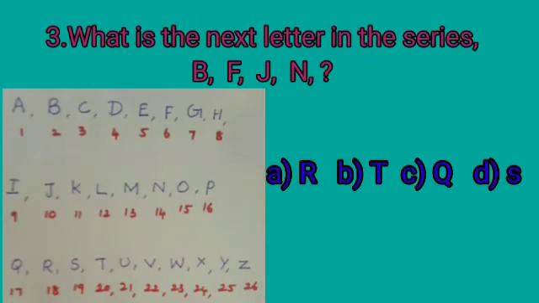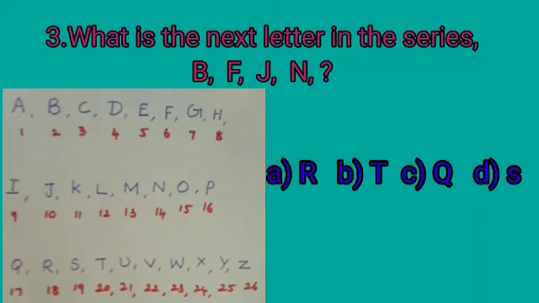Third one. What is the next letter in the series? B, F, J, N, question mark. Children, first you have to write A to Z alphabetic letters. The position of A is 1, the position of B is 2, the position of C is 3, the position of D is 4, the position of E is 5, the position of F is 6, and so on.